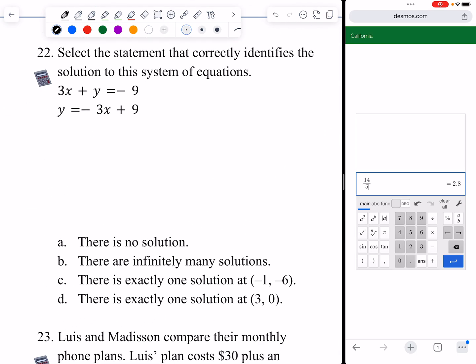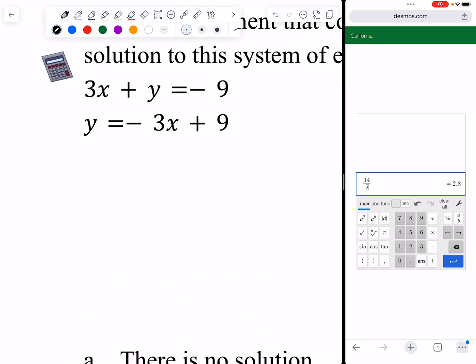All right, I got another system. So let's see. I notice this is a second one, so I'm guessing they're probably going to give you one of these for sure. Okay, I have a strong feeling. There's exactly one solution, or there's no or infinite. This one, they set it up differently.